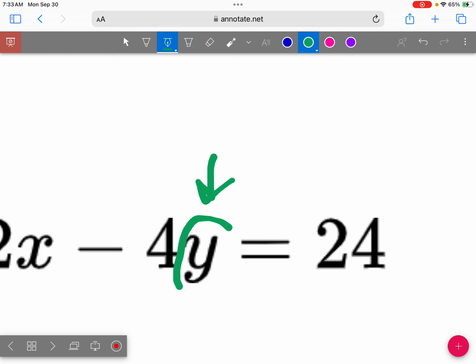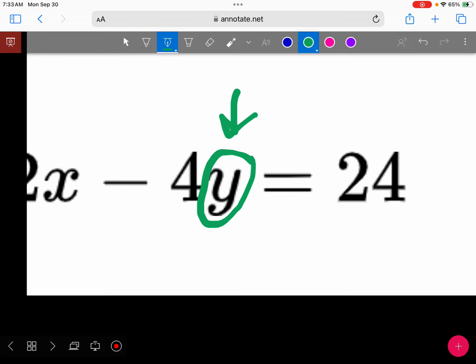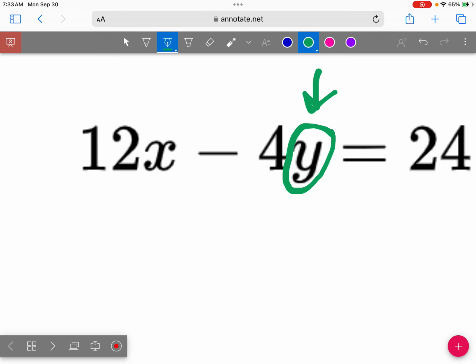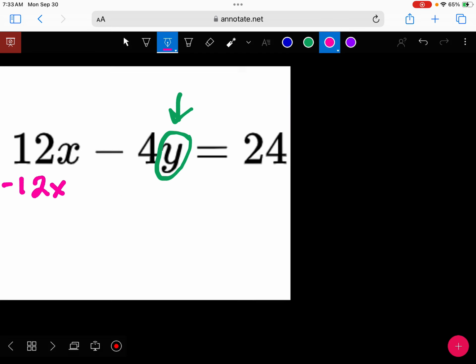What do I need to do to get this y all by himself? I was saying, we can subtract 12x from both sides. You could also do that. It's going to be a couple extra steps, but you could absolutely do it that way. So let's subtract 12x from both sides.